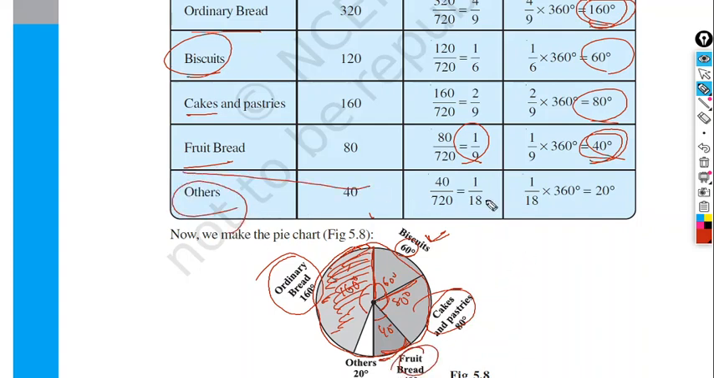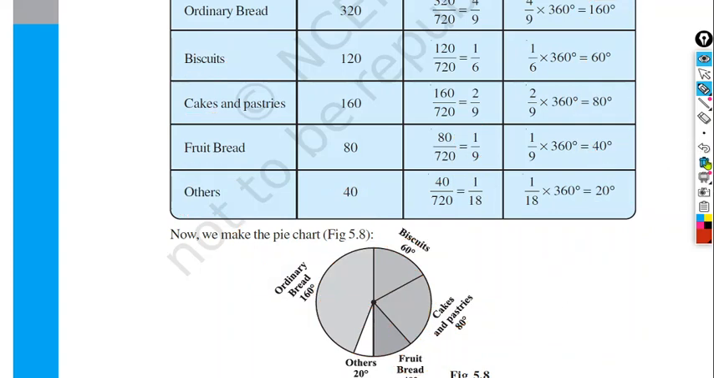And others are 20 degree, that is 1/18, and the angle remains. You have drawn all the 1, 2, 3, 4 parts. One part will remain, that will definitely be 20 degree. For your confirmation, put the protractor and measure it. If it is not 20 degree, then your measurement here is also wrong. So now we have completed our pie chart. So this much for today.